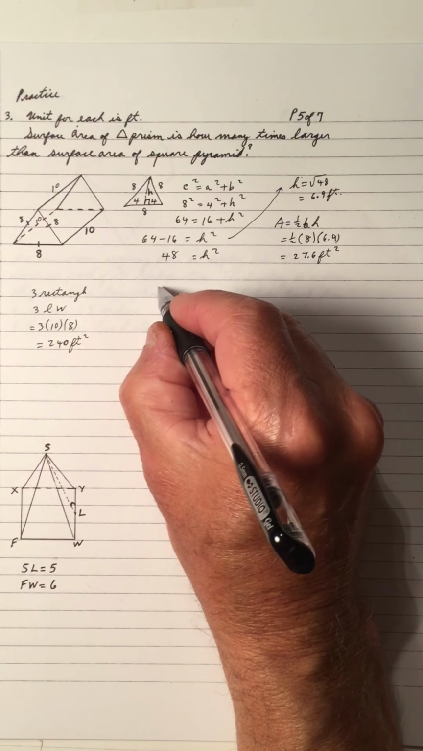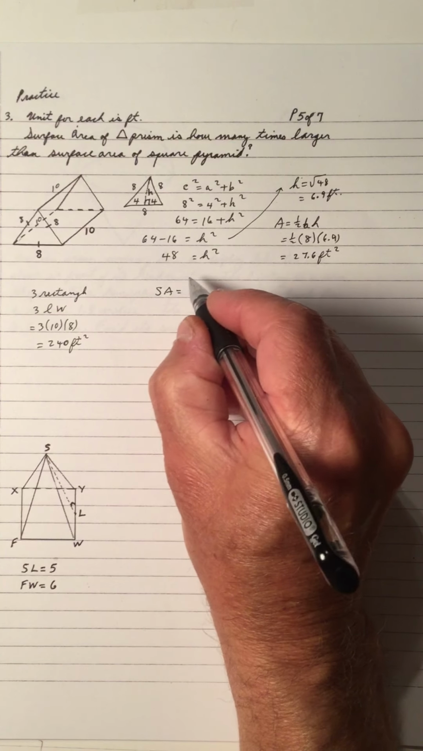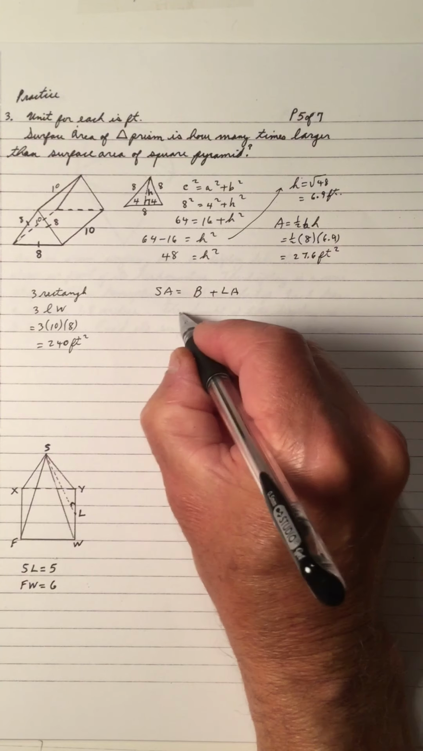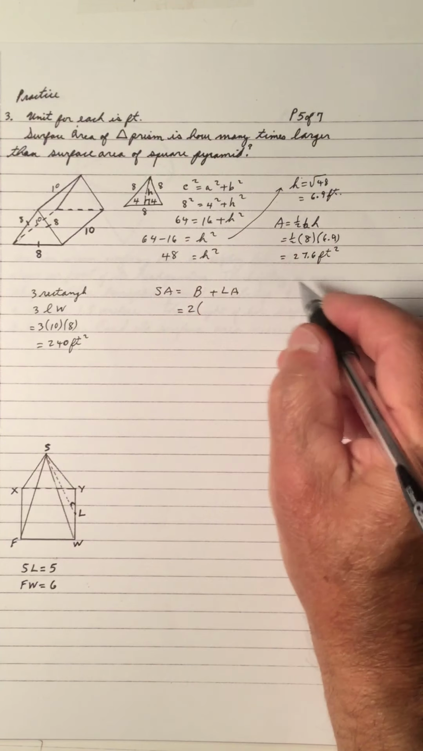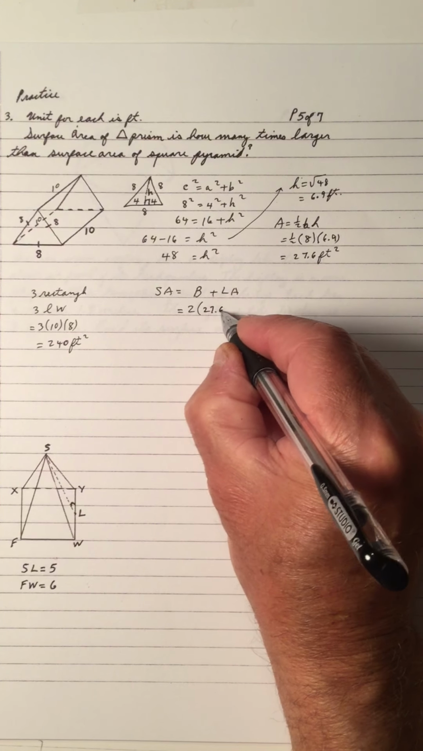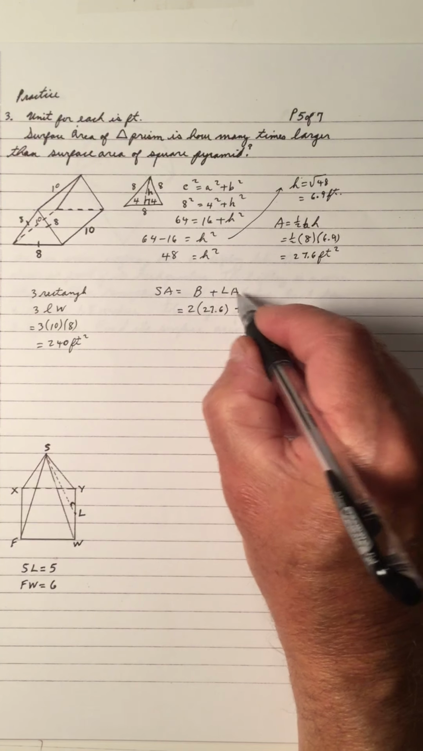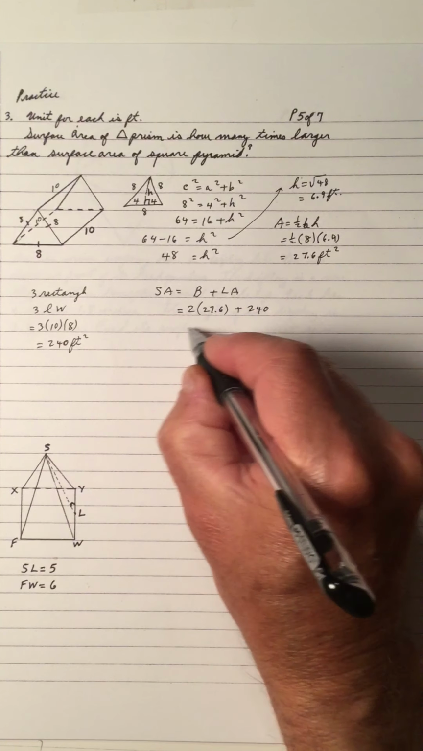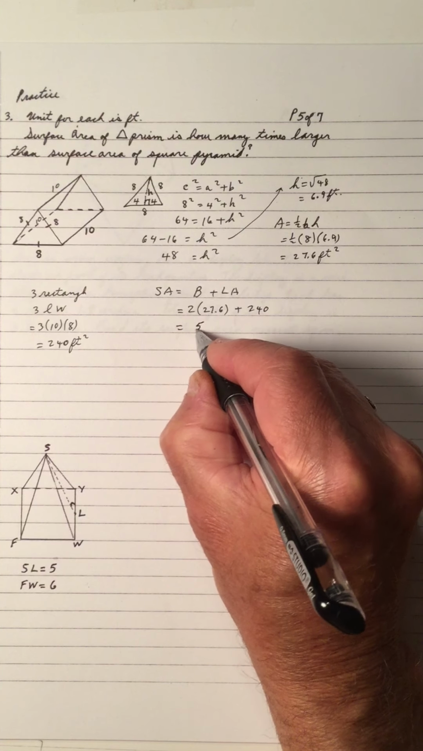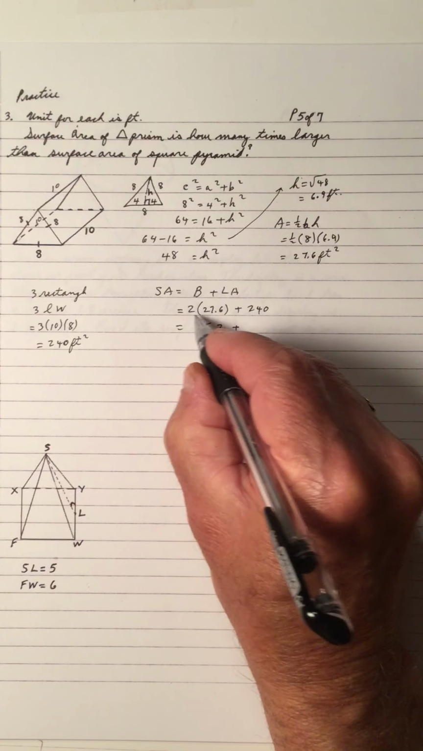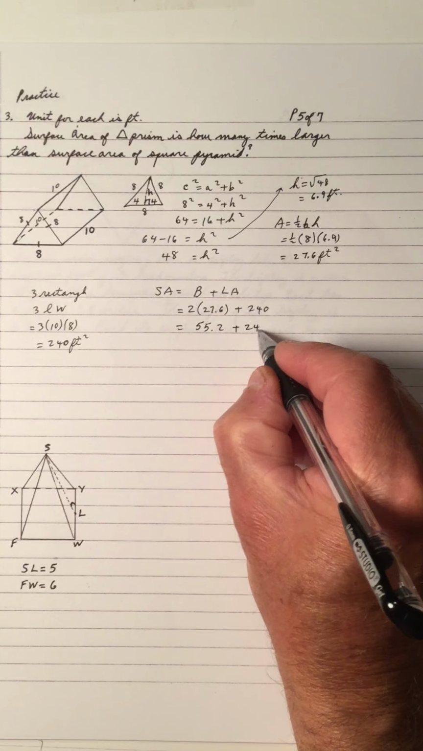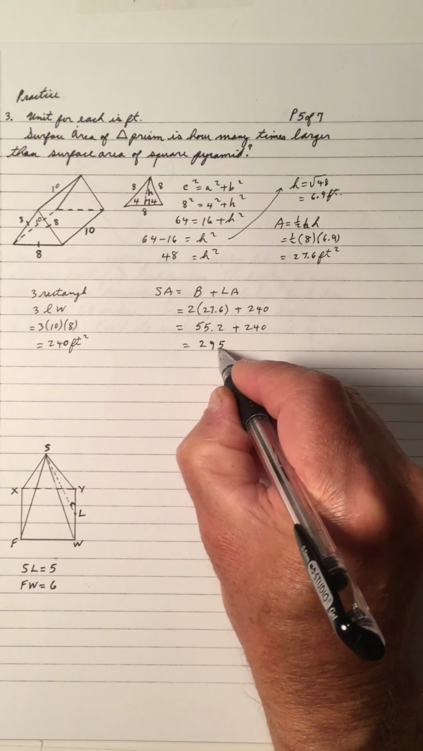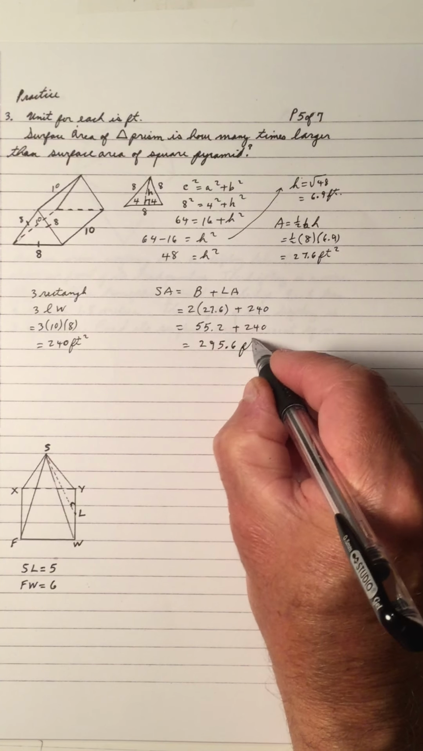Now, the surface area of the triangular prism is the base area added on to the lateral area. But the base is 2 triangles, so one triangle is 27.6, but there's 2 of them, and the lateral area is the area of the sides, which is 240. So that gives us 55.2 when you multiply 27.6 by 2. We add on 240 and we get 295.6, and that's square feet.